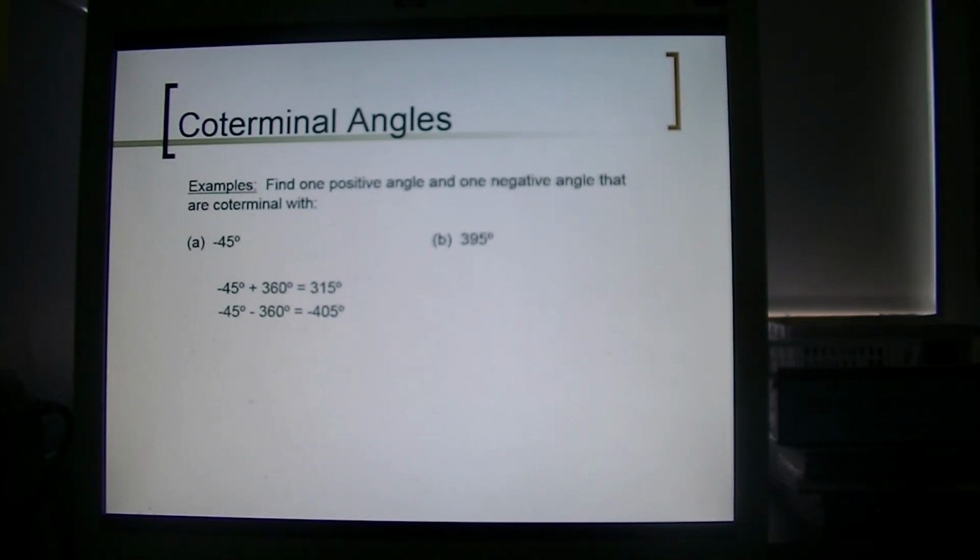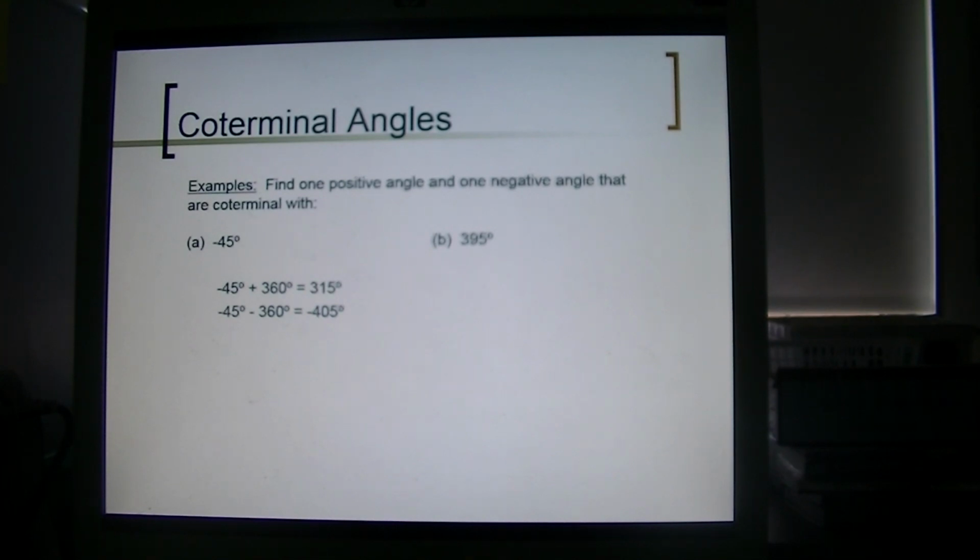Is it possible to find any other positive angles, though? Yeah. Like how? Well, just add 720. Or we could take the 315 and add another 360 to that, which is like taking the original and adding 720. We can keep doing this. Our rule didn't just say add or subtract 360. It said multiples of 360, which just means we can do this as many times as we want.